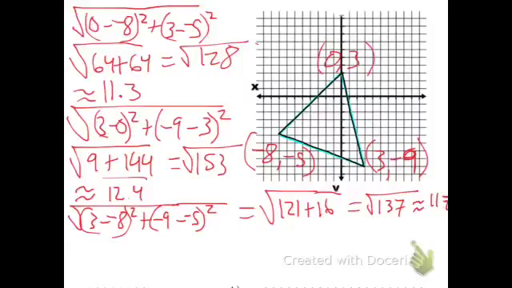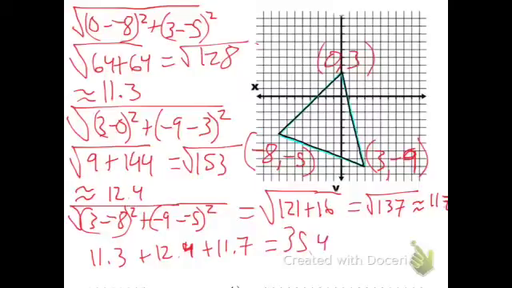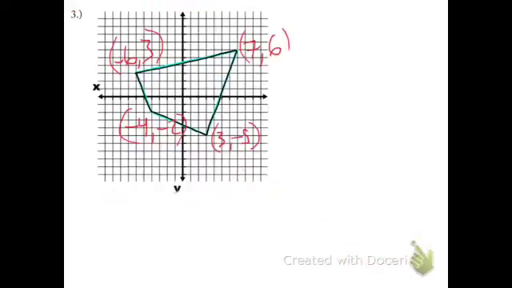Okay, so now we have our 3 lengths. We just need to add them up. 11.3 plus 12.4, plus 11.7 is looking like 35.4, which rounded to the nearest whole number is 35. So we're looking at approximately 35 for our perimeter on that one.